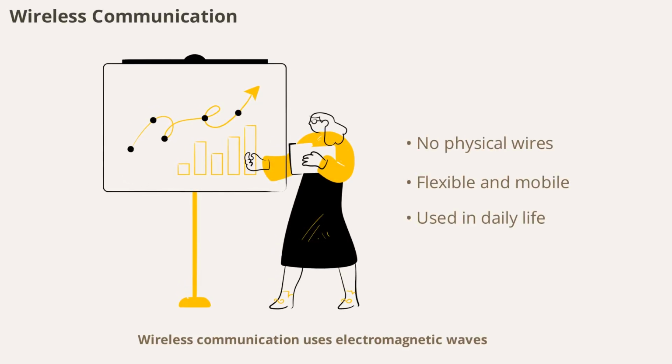Wireless communication uses electromagnetic waves to transmit information without physical connections. Examples include radio, television, mobile phones, and Wi-Fi. Wireless systems offer flexibility and mobility, making them essential for modern lifestyles and business operations.